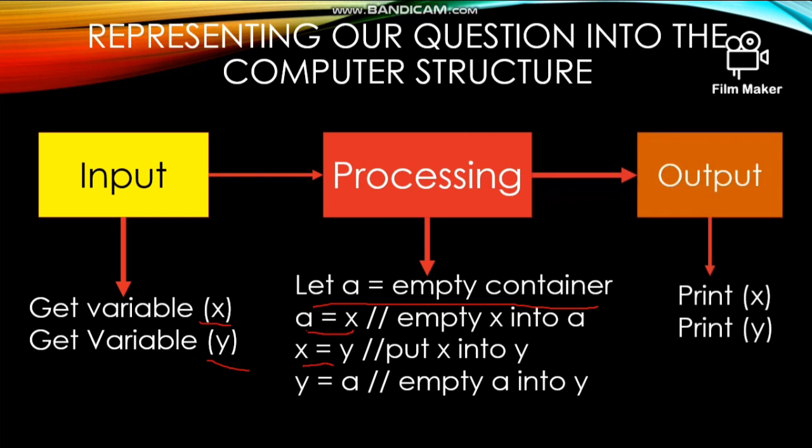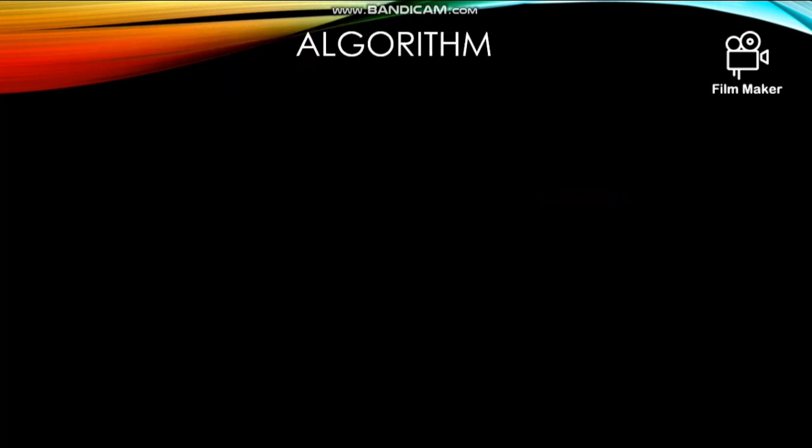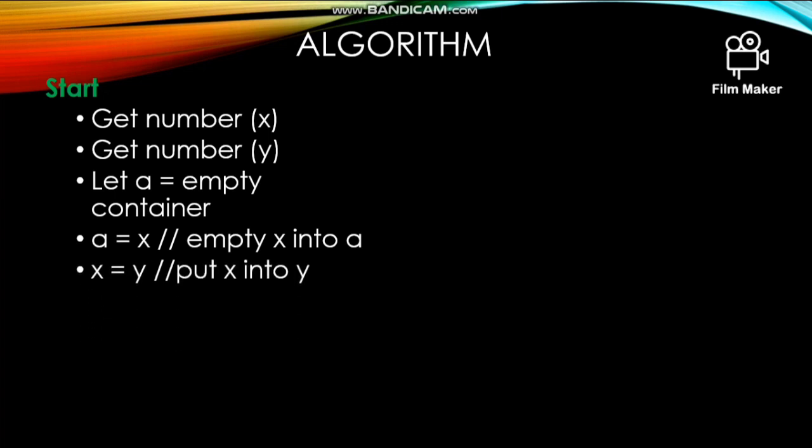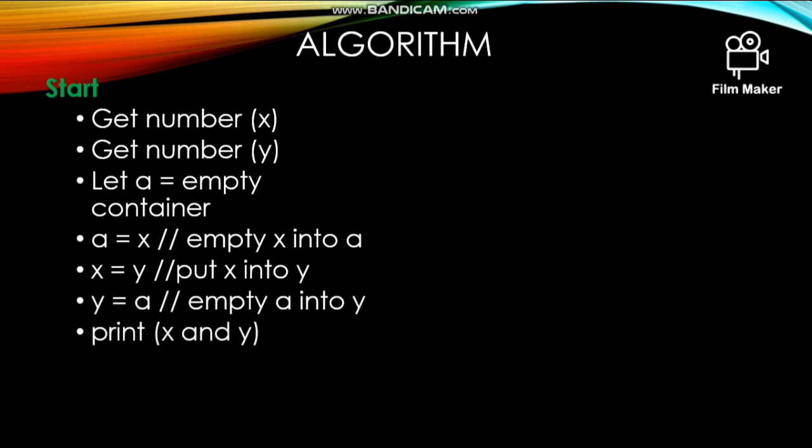Very simple. Now let's see the algorithm. With the algorithm, we start the algorithm, we get the first number, that is x, we get the second number, we get our empty container, of course we need it, and then we swap. We put x into a, and put y into x, and put a into y, and we are done. We print it, and that is the end of the algorithm. So these 1 2 3 4 5 6 7 steps will do the job for us.